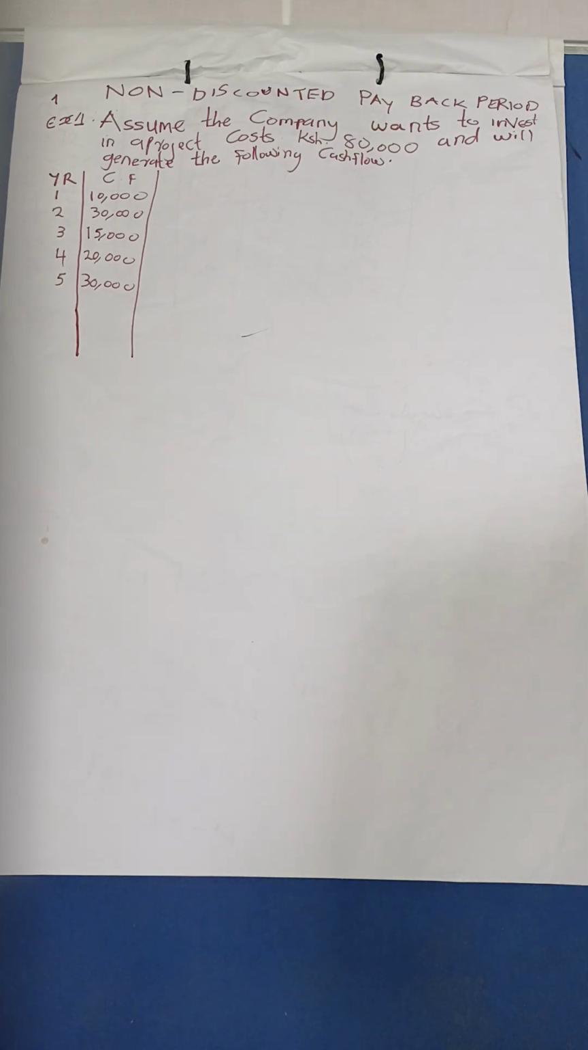Good. So that is the three classification. We have mutually exclusive, independent investments, and complementary investments. Now, we have various methods to evaluate these projects based on the cash flows they are going to give to the organization.